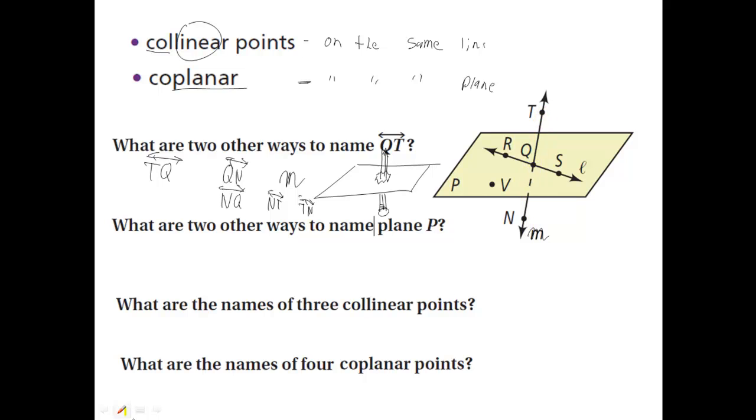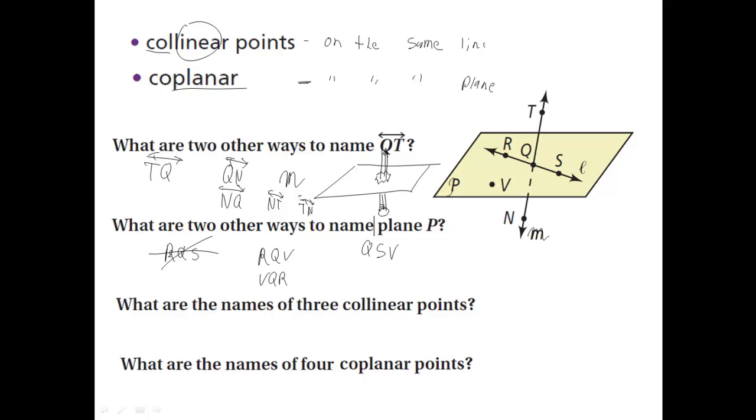2 other ways to name plane P. So plane P, this should be a cursive P here. If we want to name this in a couple other ways, remember, we just need 3 non-collinear points. So you wouldn't want to do RQS. You might think that could name that plane, but they're on the same line. There's another plane that could come through the side there or through the top there. So we don't want to do collinear points. You could do RQV, and you can swap in any order. You could do QVR. The order doesn't matter there. We could do QSV, or SVQ. Those are all ways of naming that plane there.